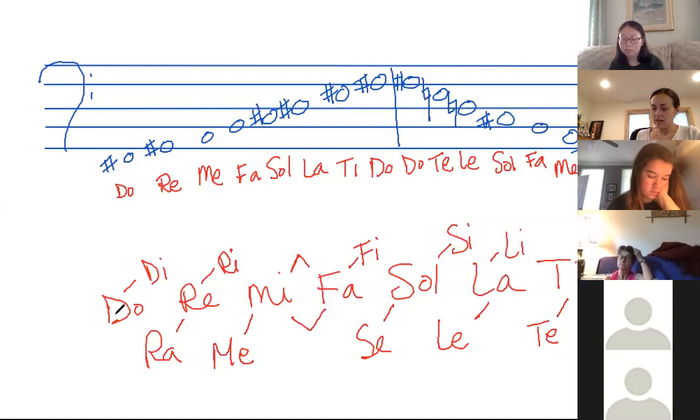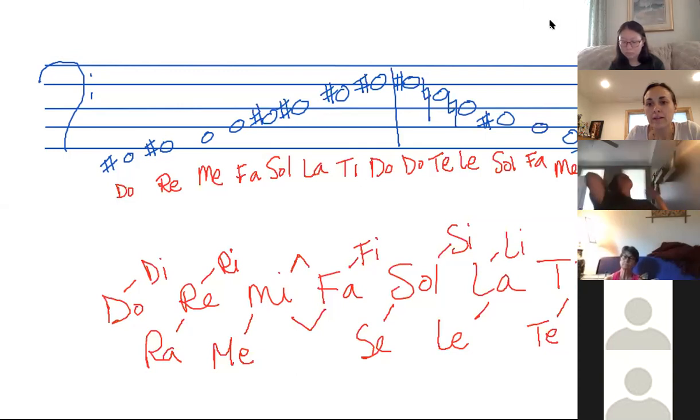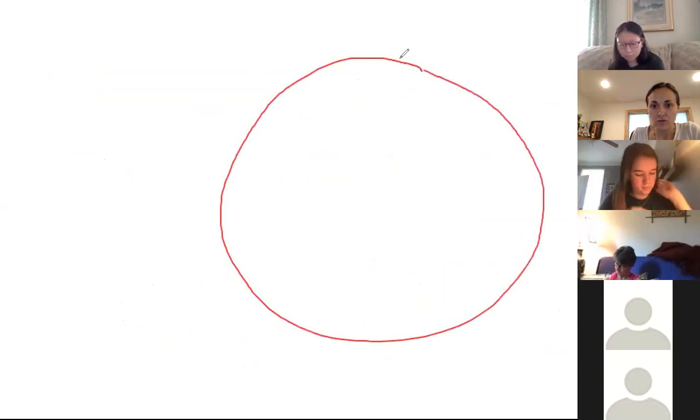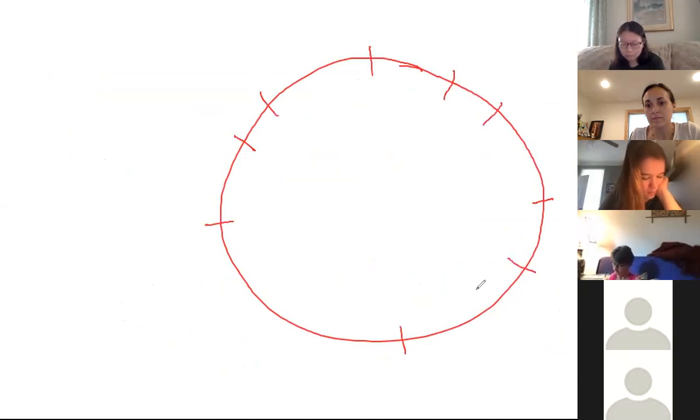The last thing that I wanted to make sure we talked about a little bit, I'm going to go ahead and clear this out again, is the circle of fifths, because that relates to scales. So the circle of fifths looks just like a clock, right? We've got 12 key areas and 12 scales. And we start with C major at the top.